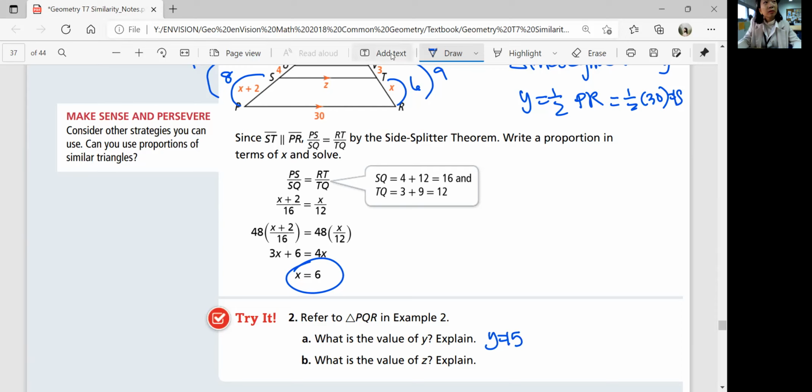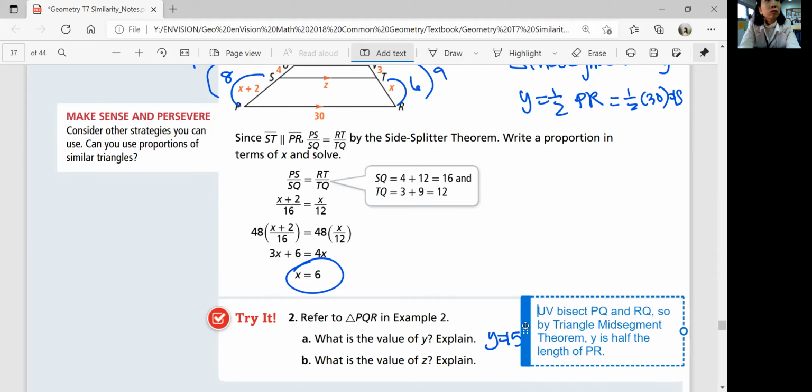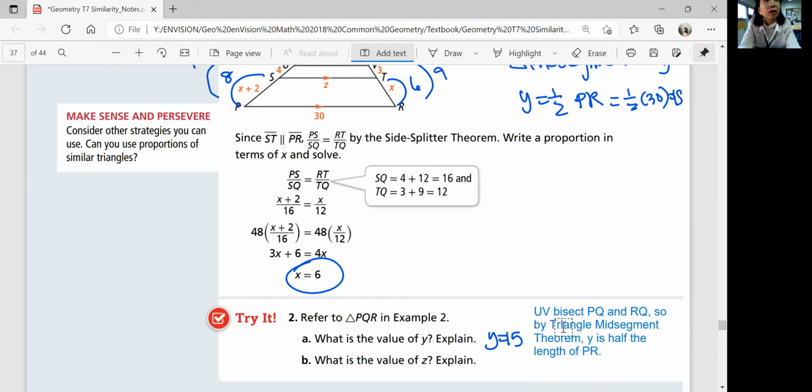Okay, let's write down the explanation. UV bisects PQ and RQ. So by the triangle mid-segment theorem, Y is half the length of PR. Okay, that was part A.